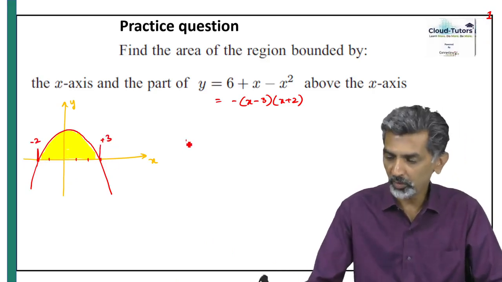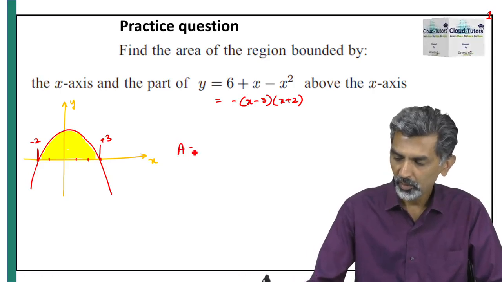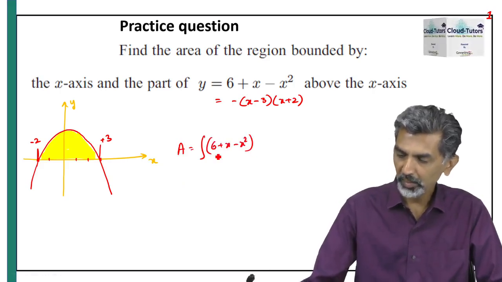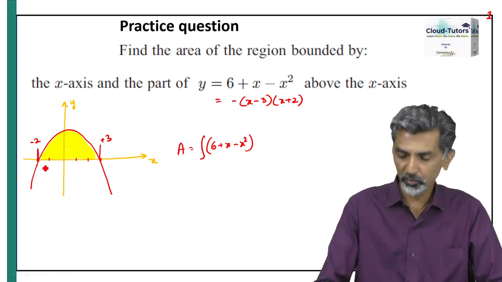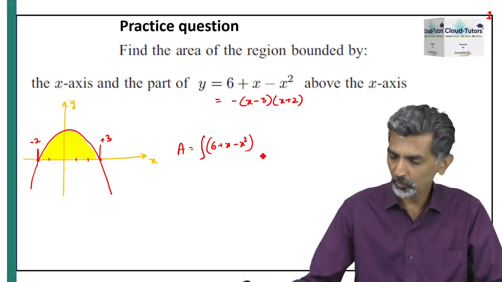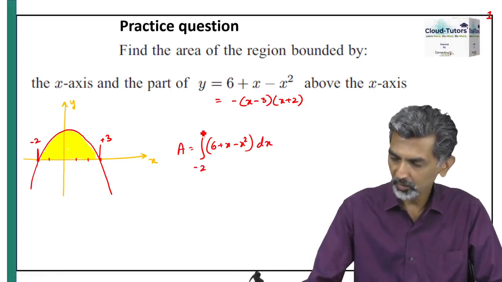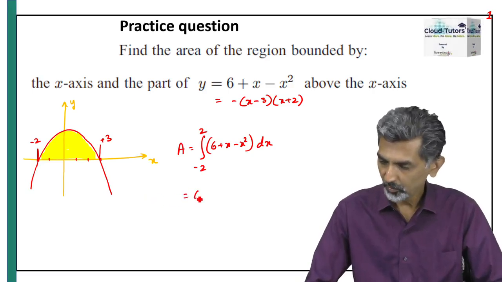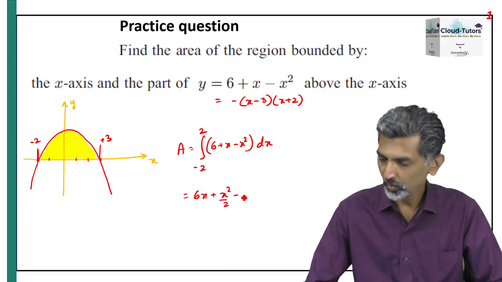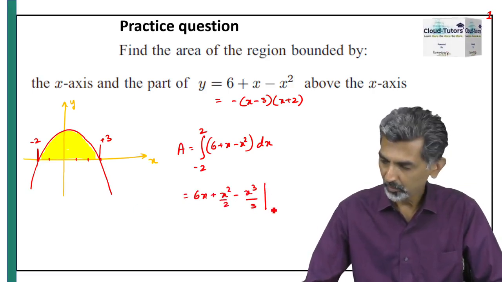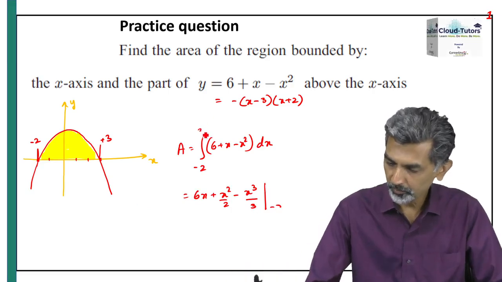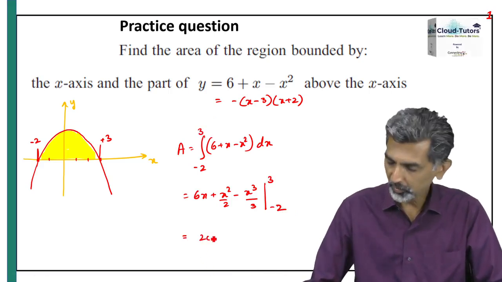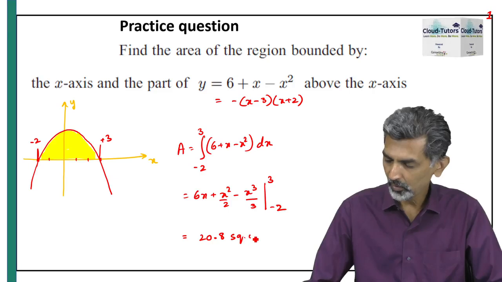The upper boundary in the region is the function y is equal to 6 plus x minus x square, and the lower boundary of the region is the x-axis here, and therefore that is y is equal to 0. So we can just write it like this, and this becomes 6x plus x squared by 2 minus x cubed by 3 between, this should be 3 here, negative 2 to 3. On simplification, you get the answer 20.8 square units.